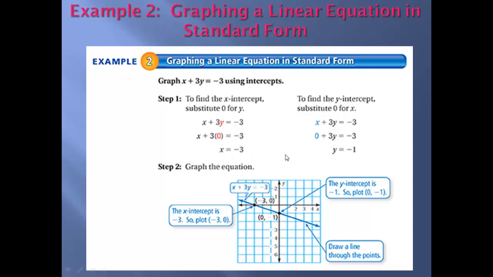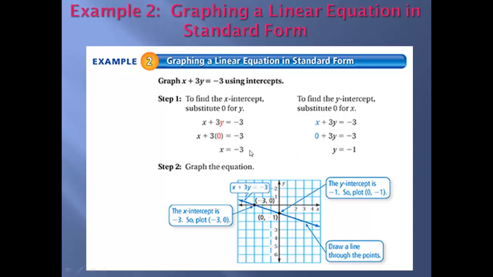For the y-intercept, I'm going to substitute 0 for x. My equation was x plus 3y equals negative 3. Instead of x, I put in 0, so I have 0 plus 3y equals negative 3. That would just be 3y equals negative 3. Then I would divide by 3, and I get y equals negative 1. So my y-intercept is negative 1.